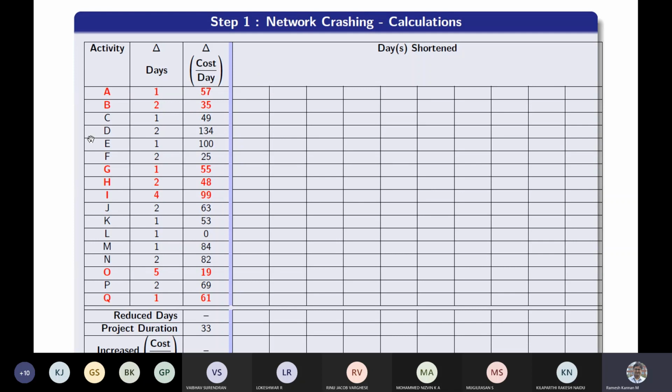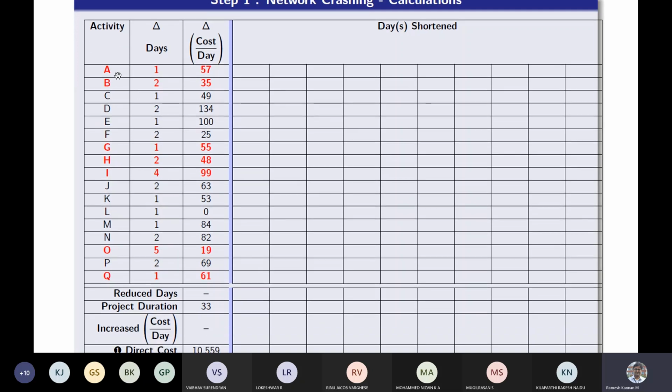You can especially use pencil for this, because we will be iterating this to a greater degree. So use pencil so that the critical path changes, alters. Then we have to find the least cost slope. So among the critical paths, the first step is to find out the least cost slope. So which means that among the critical activities, we have to find the least cost slope. The cost slope is nothing but the increased value. Say for example, because of your reduction of one day, what additional charges could happen.